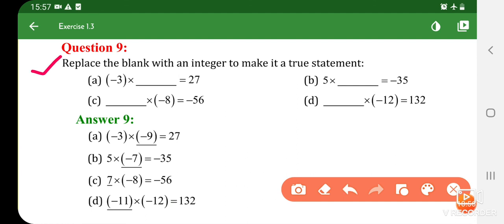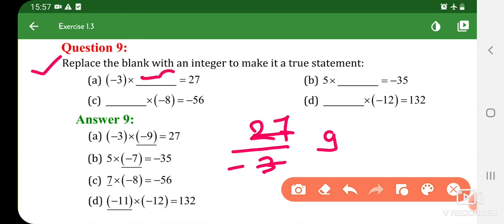Next is question number 5. Replace the blank with an integer to make a true statement. So the answer is minus 3 into blank equals 27. So when we divide 27 by minus 3, what answer do we get? 3 nines are 27. So when we put minus 9 here, the answer is 27.